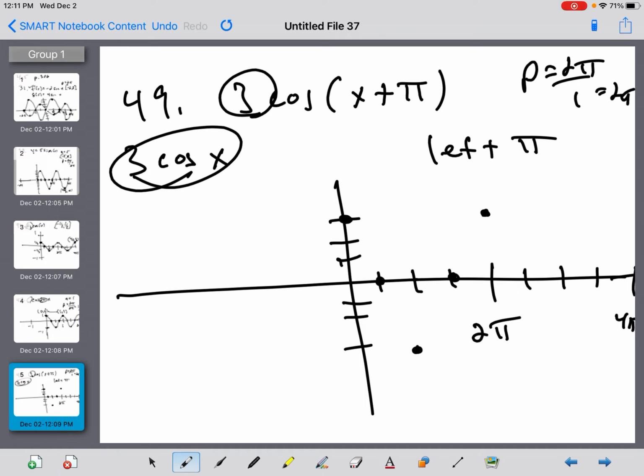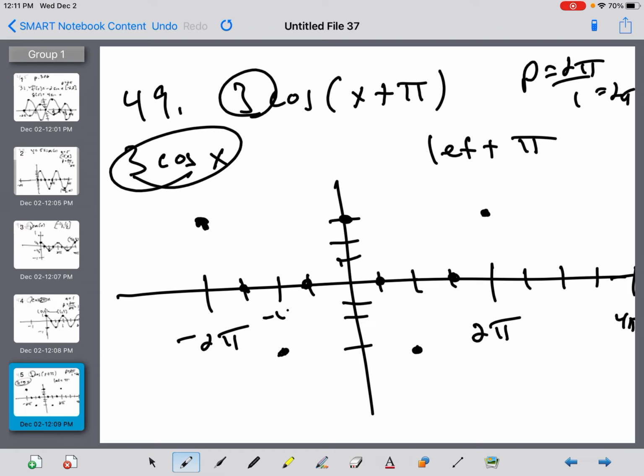Okay, now let's go back this way. Here's negative 2 pi. Here's negative pi. So when I do this one, this would be at its peak. 1/4 of the way, halfway. So the dots here. Okay, now I'm going to take every dot and move it to the left pi units.